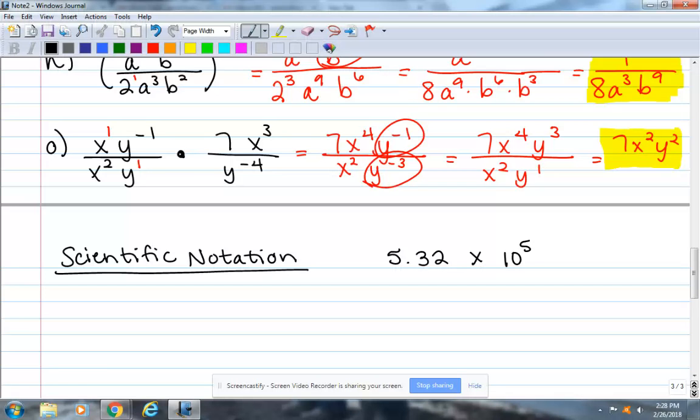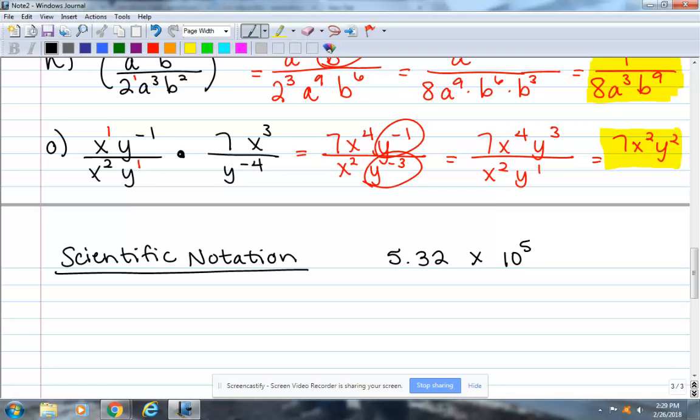Also, times 10 to a positive power will be a number bigger than 1. And times 10 to a negative power is going to be a decimal number that is smaller than 1, right? So the whole point of scientific notation is to show numbers that are really, really big and numbers that are really, really small. These are used a lot in science.